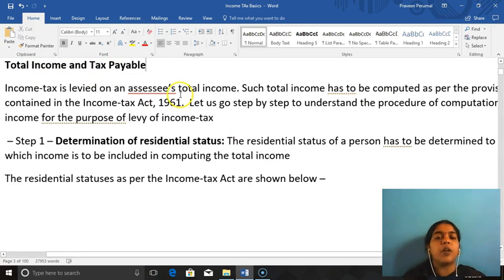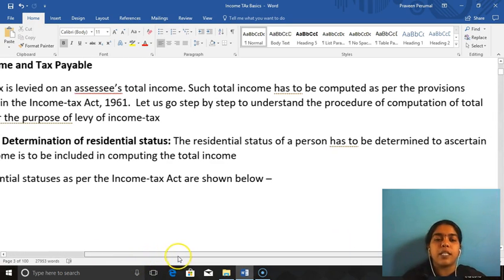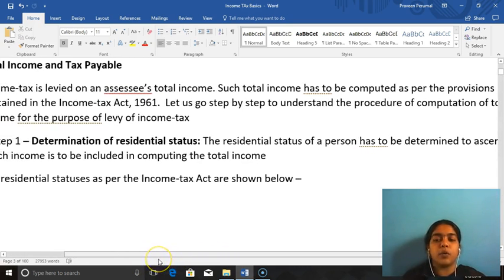So income tax is levied on assessee's total income. The total income has to be computed as per the provisions of the Income Tax Act 1961. So what is the first step? Determination of residential status. Residential status is one of the important things to be found out before going to the next step. So the residential status of a person has to be determined to ascertain which income is to be included in computing the total income.